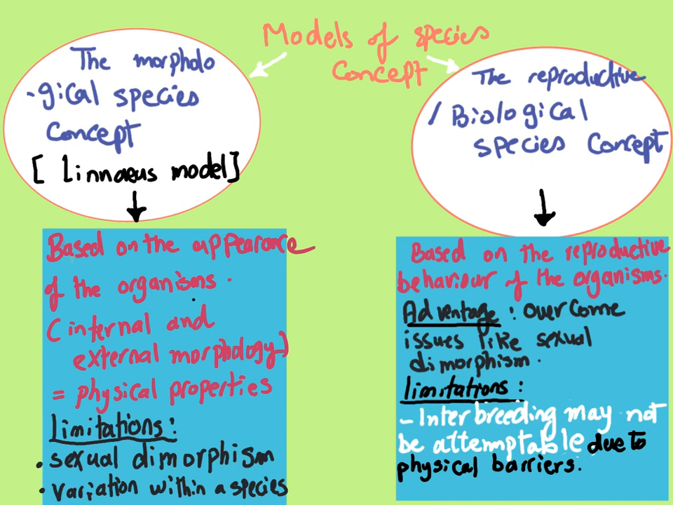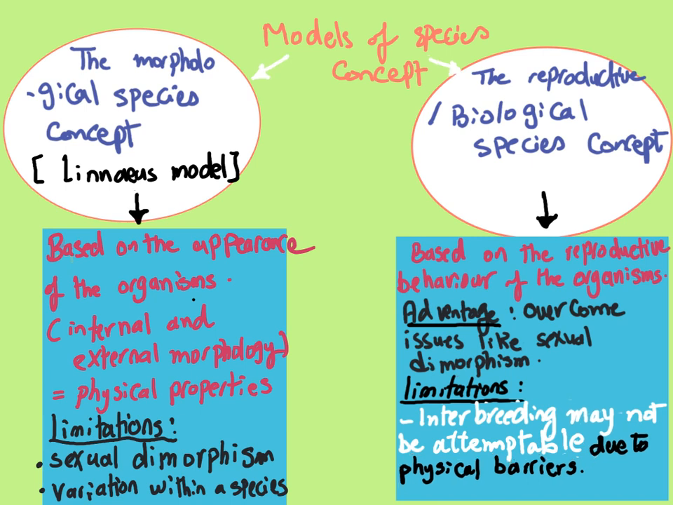It has an advantage because it overcomes the issues like sexual dimorphism that were in Linnaeus model. So here, because we can see varieties of living organisms in the same species can reproduce, and also male and female of the same species can reproduce. So in this way, we overcome the problems of the Linnaeus model. But it still has some limitations also.